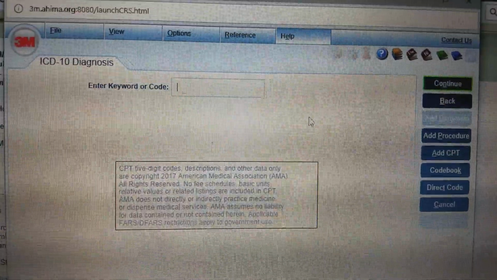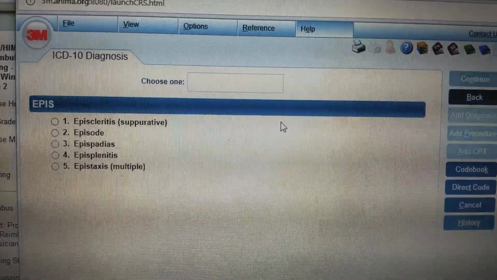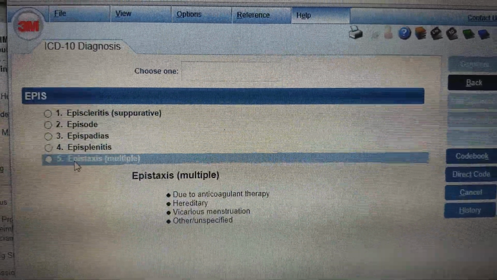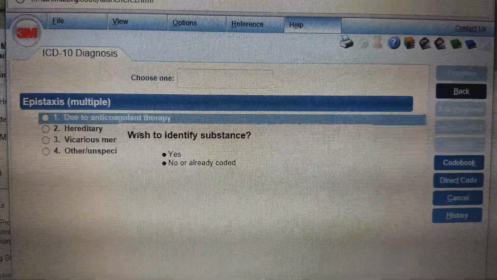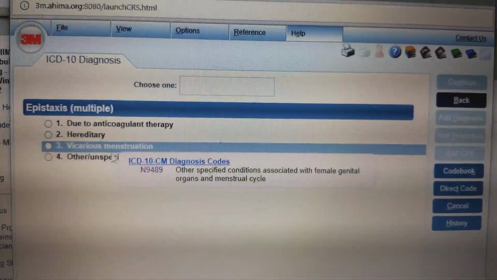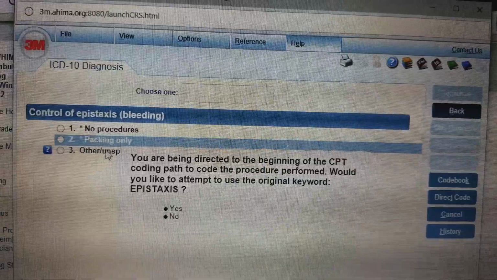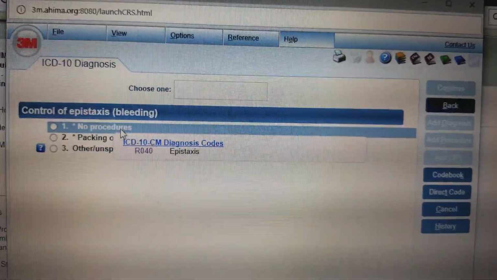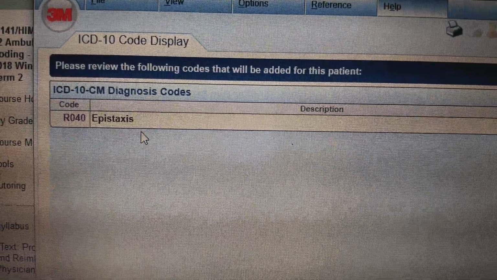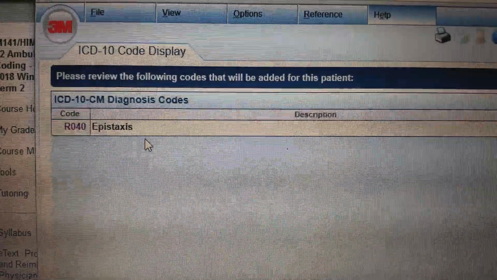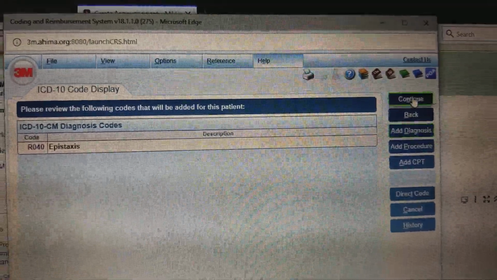And let me try epistaxis, since bleeding of the nose wasn't a choice. Epistaxis. Okay, we don't have any of this information for anticoagulant, hereditary, viscous menstruation, so I'm going to go with unspecified. And you could go right into your procedure from your diagnosis if you wanted to. We want no procedure because we already did it. And here is your ICD-10 diagnosis code. And it would be R04.0. And you hit continue.